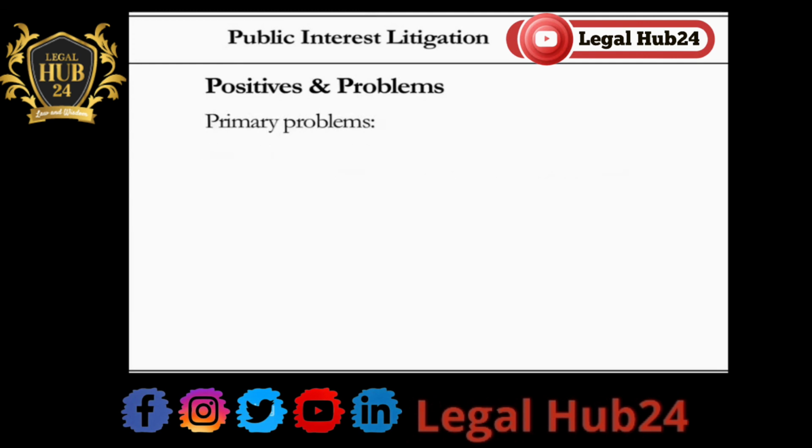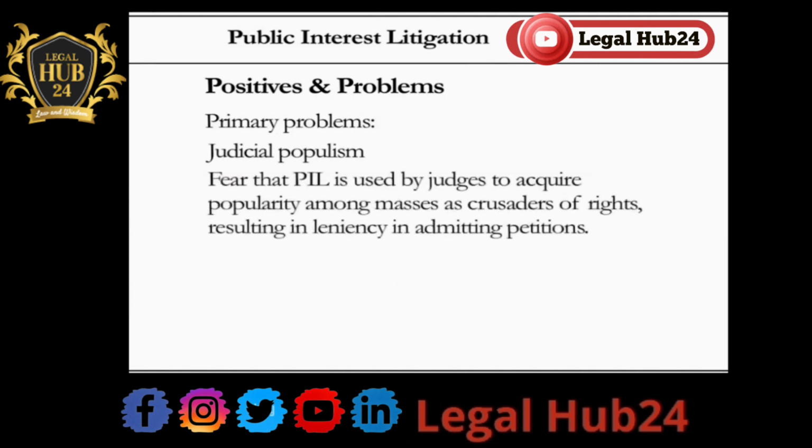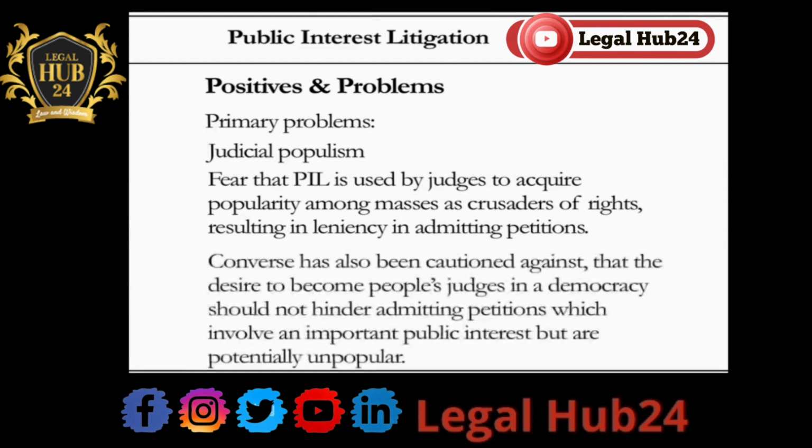The fifth problem is judicial populism. Judicial populism is an academic explanation wherein it is feared that PIL is used by judges to acquire popularity among masses as crusaders of rights, resulting in leniency in admitting petitions. The converse has also been cautioned against, that the desire to become people's judges in a democracy should not hinder admitting petitions which involve an important public interest but are potentially unpopular.